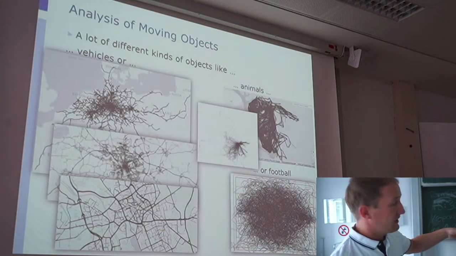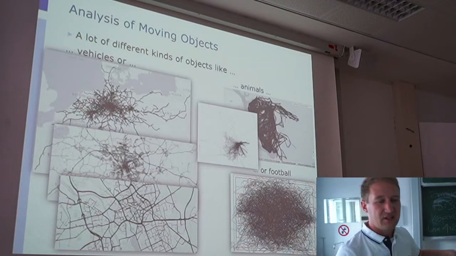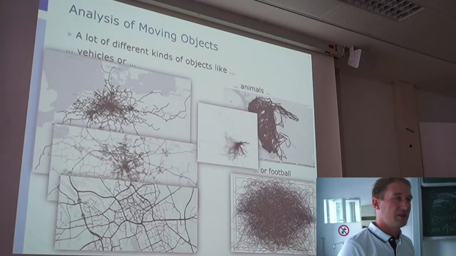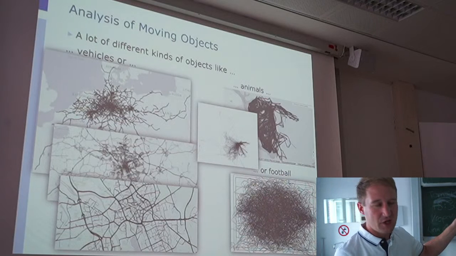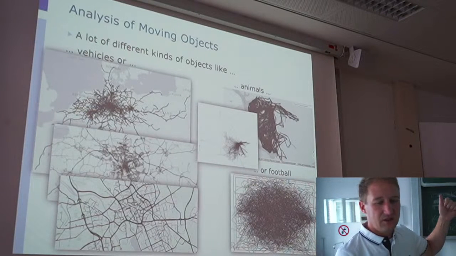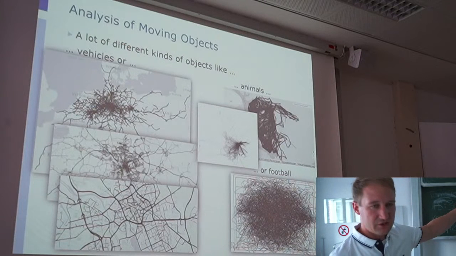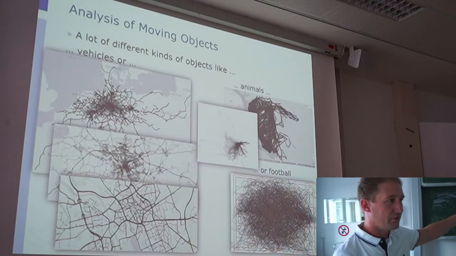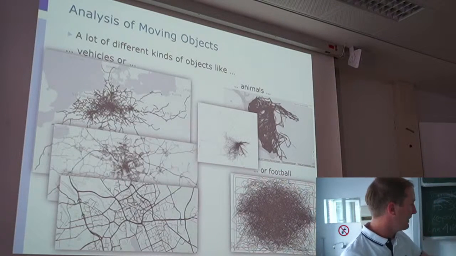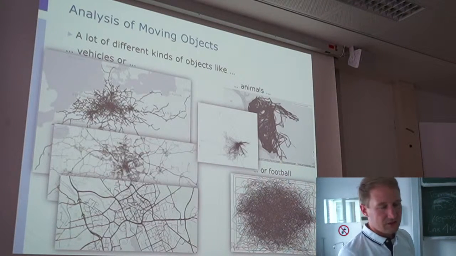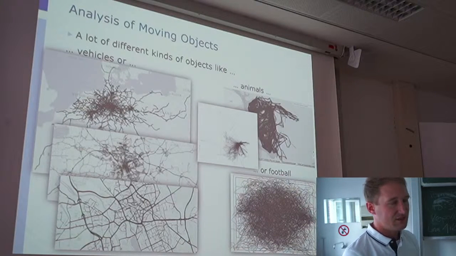Another big topic in the mobility field is the analysis of spatial-temporal data, so the analysis of moving objects. Moving objects can be anything. It can be vehicles again. What you can see on the left are the trajectories of cars. There are millions of trajectories in this data set, so you can have a very close look into the behavior of the cars.